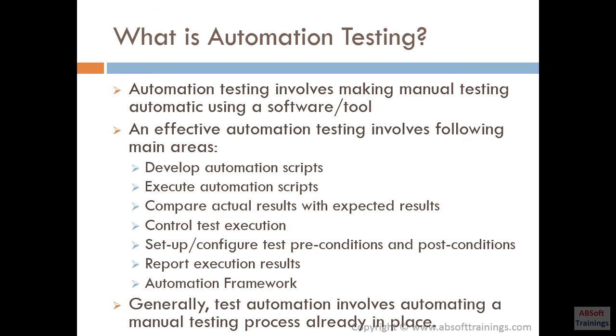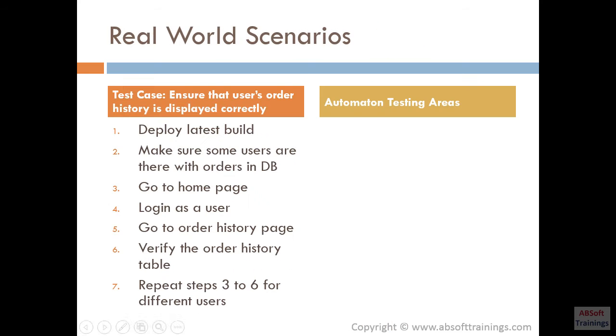Generally, test automation involves automating a manual testing already in place. You already have manual test cases, manual testing going on. Now you will do market research, decide best automation tool for your project or application based on your testing and automation requirements and start automation.